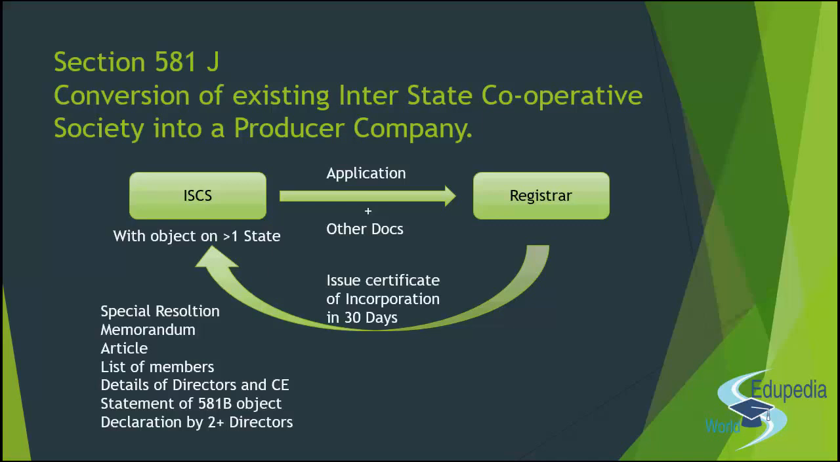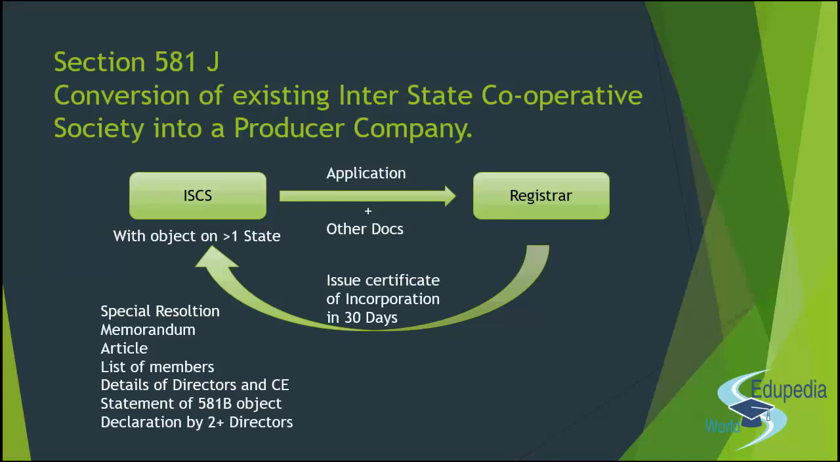Okay. Then along with it, you will also give a statement of 581B object. Now what is the statement of 581B object? Remember, we have covered section 581B in the previous lectures. Yes, that section basically dealt with all the objects that a producer company has, right? Deals with the objects that the producer company has. So these objects have to be the same object that was mentioned in section 581B. That should be the object of this producer company when you are getting yourself converted into a producer company, right?